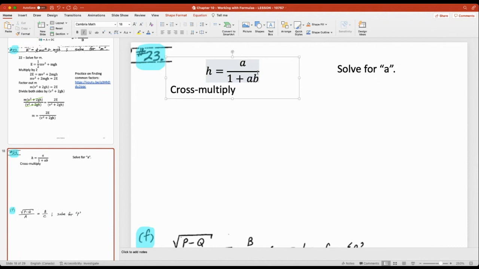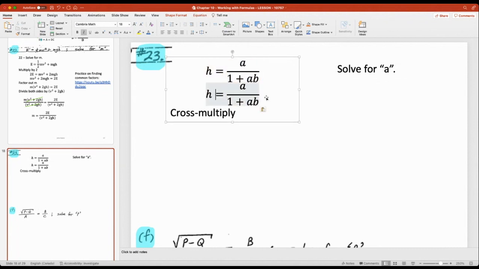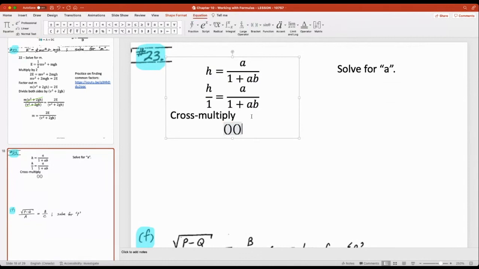So to cross multiply, that means I need a fraction on the left side. This is a fraction because h is equal to h over 1. That allows us to cross multiply here. So if we multiply diagonally to cross multiply, we end up with the following. H times 1 plus AB is equal to 1 times A.